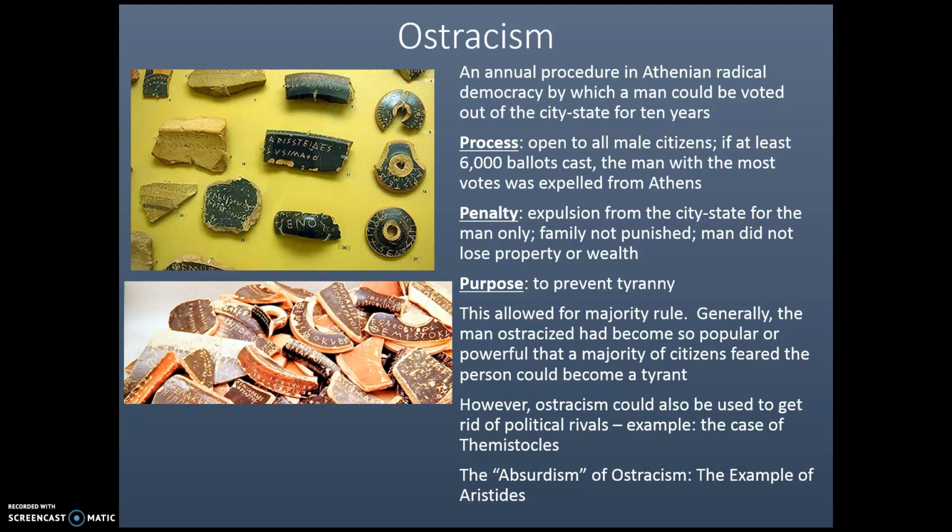The problem, this allows for majority rule. Usually the man ostracized becomes so popular or powerful that a majority of citizens fear that they become a tyrant or a dictator. And so this lets everybody vote on someone. It can also be getting rid of political rivals. One case of this is the great general Themistocles, who had saved Athens, right? He's the one that decided to use their wealth to build that fleet, which comes back to save them.